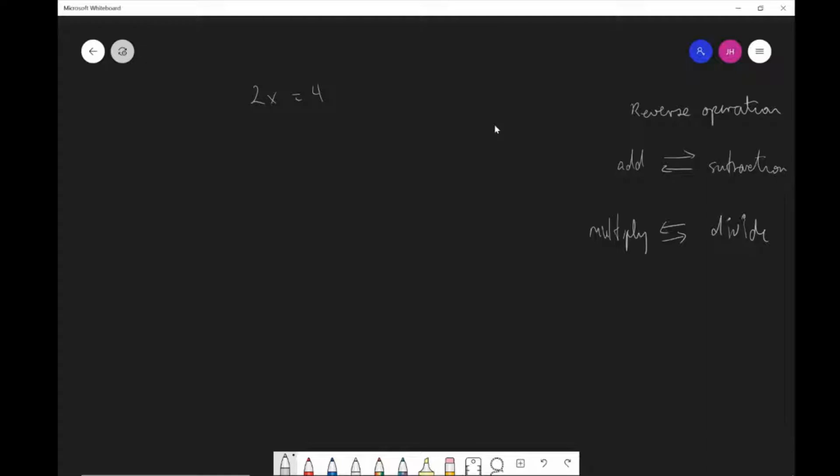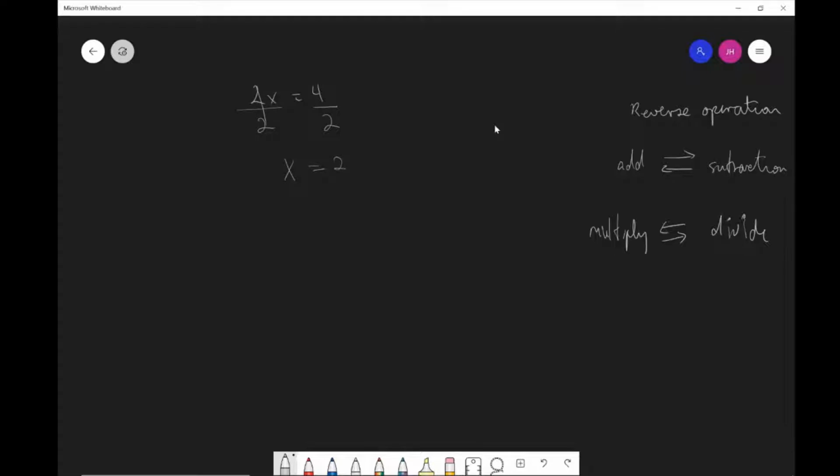So in this case, I have 2 times x equal to 4. I see a multiplication in here, so I have to do the reverse of it, which is to divide by 2 or multiply the reciprocal of it. And if I divide by 2, I have to do it on both sides, just to keep the balance, to have equal weight. Now I have x equal to 2.